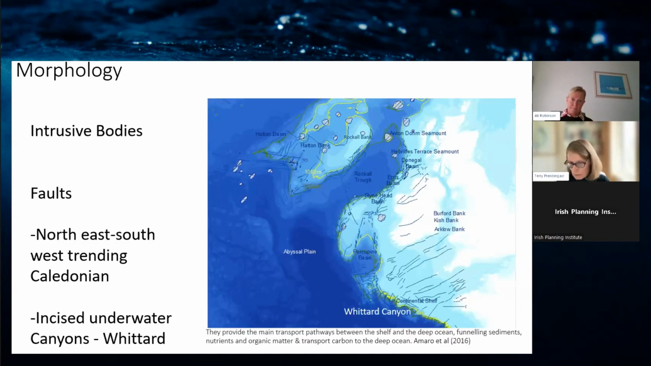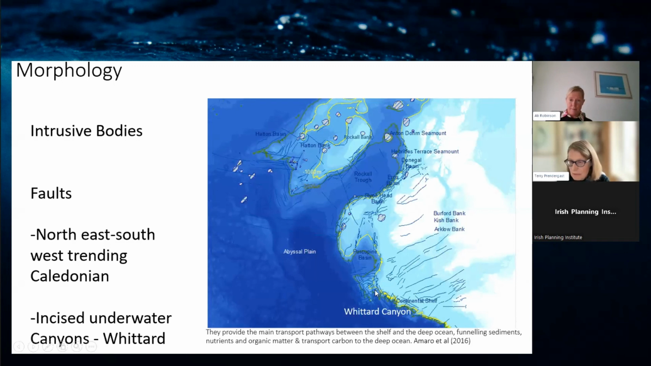Layering on the actual rock and the hard geology, again, these are the intrusive bodies. They're predominantly volcanic bodies, and the faults. And anyone who's driven from Letterkenny to Donegal, that's the Barnesmore Gap. Our fault regime in Ireland predominantly is Caledonian orogeny. Again, it's east, northeast, southwest trending. And why is this important? What we have here off our southwest coast are these incredible incised underwater canyons.